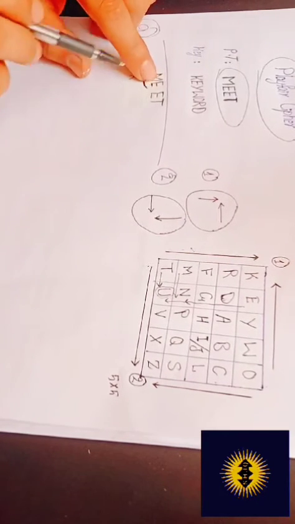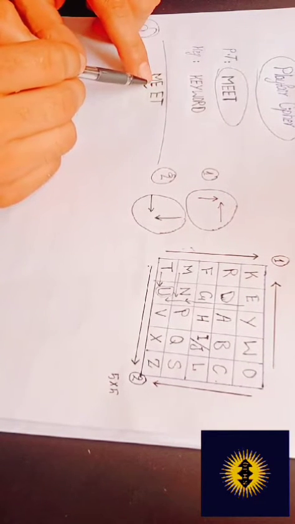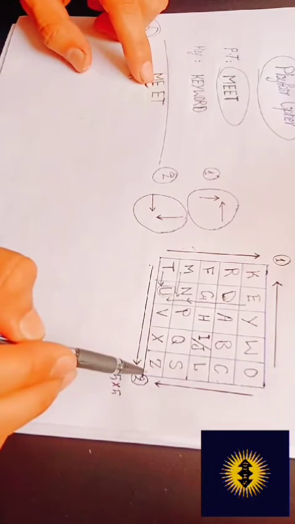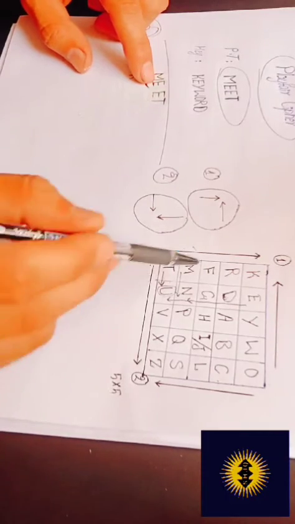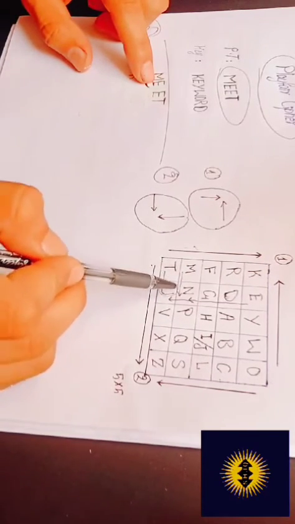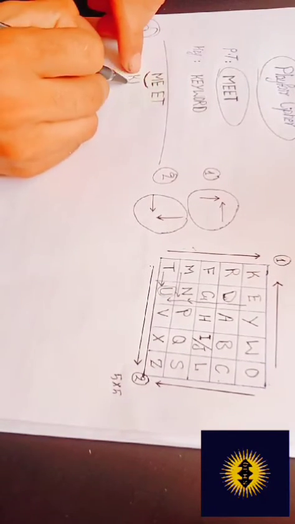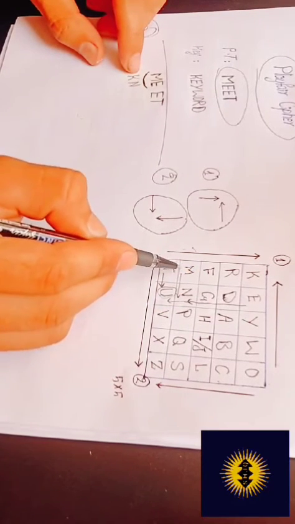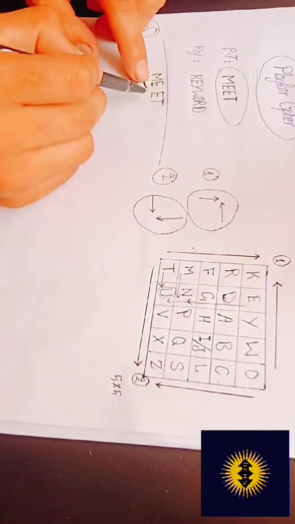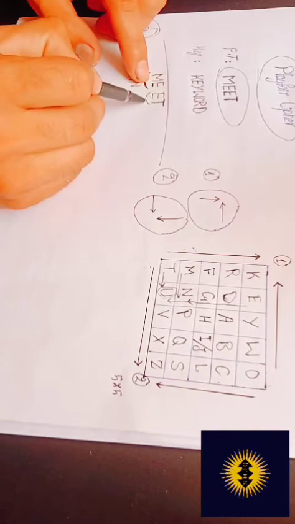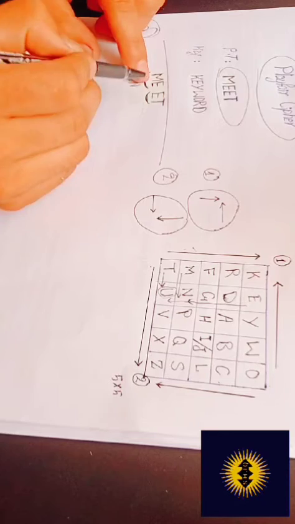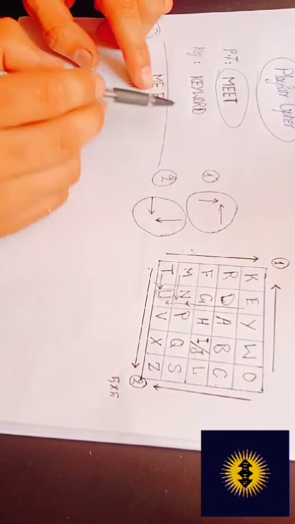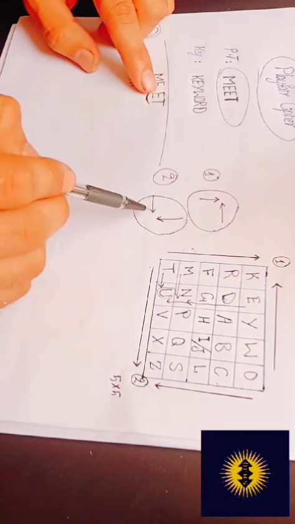After that E. If you want to find the second letter, we have to follow the second rule. E, from up to down and from left to right. It is N. This is N. After that, let's move to the second pair. For finding the first letter of the second pair, follow the first rule. For finding the second letter, follow the second rule.